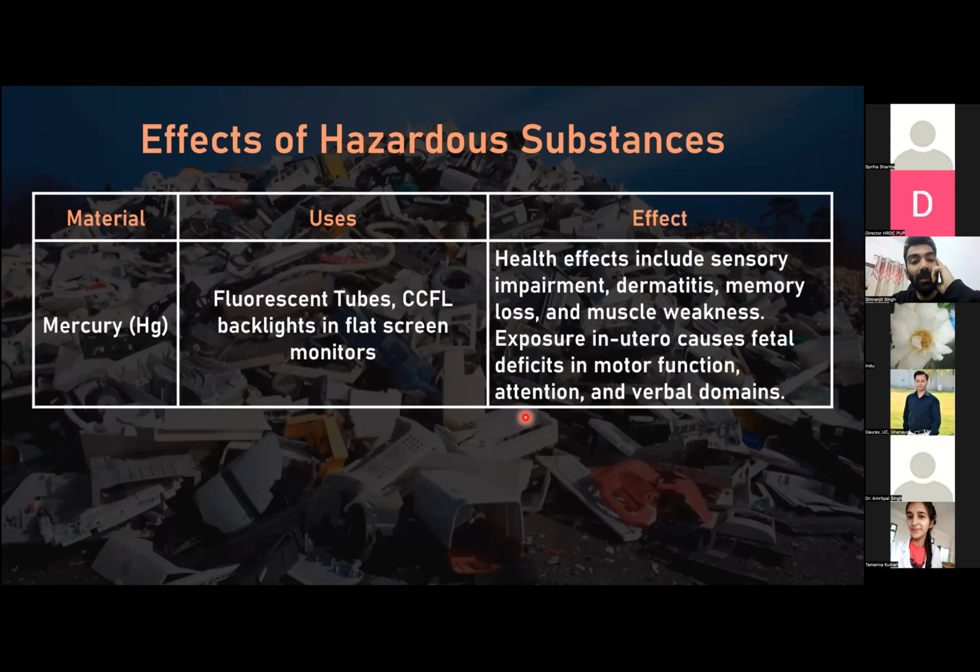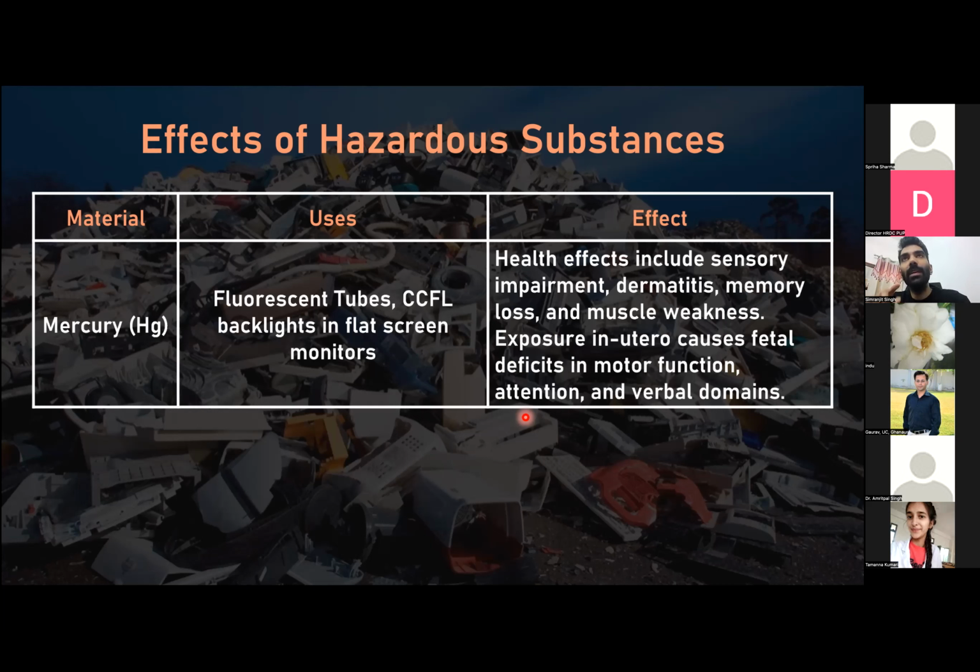Last one is mercury. I'm not going to cover all of them, I already said that. Mercury is used in fluorescent tubes, CCFL, so backlights in the flat screen monitors. And the health effects include sensory impairment, dermatitis, memory loss, muscle weakness, especially for children. Lead, mercury are very, very harmful, and they are still being used.